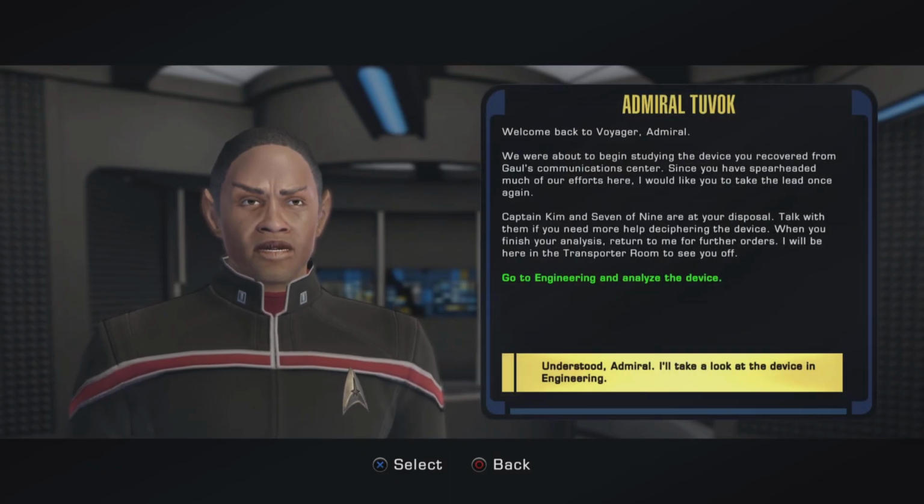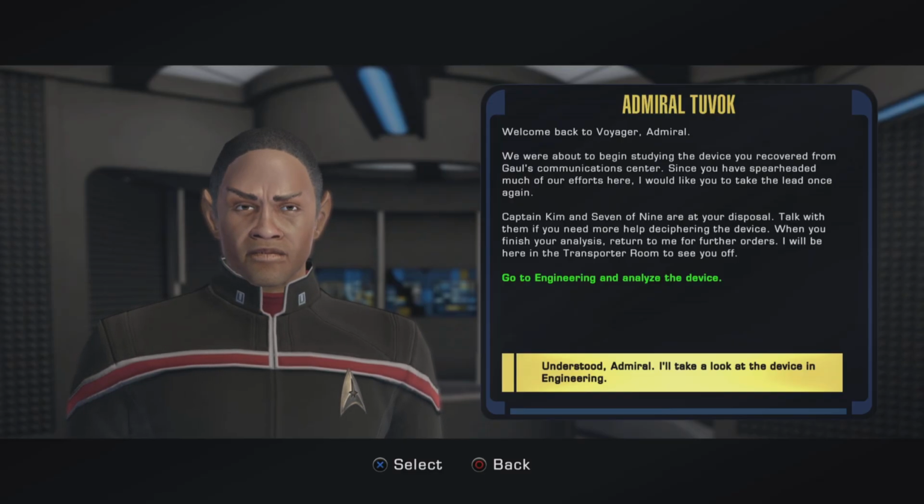Welcome back to Voyager. We were about to begin studying the device you recovered from Gall's communication center. Since you have spearheaded much of our efforts here, I would like you to take the lead once again. Captain Kim and 7 of 9 are at your disposal. Talk with them if you need more help deciphering the device. When you finish your analysis, return to me for further orders. I will be here in the transporter room to see you off.